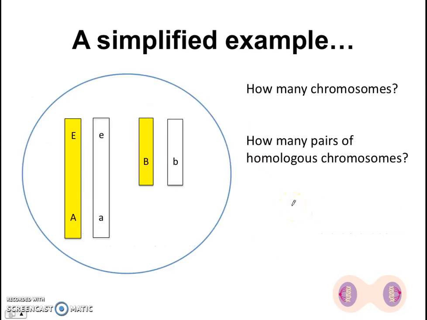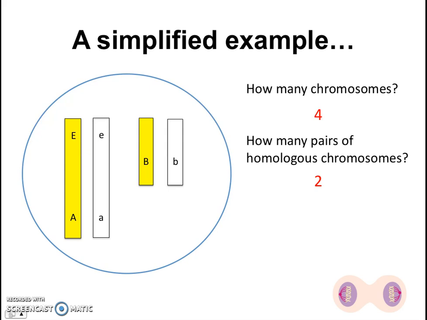So we're going to go into the details of meiosis soon, and we're going to be using this simplified cell to help us. So in this cell here, how many chromosomes are there and how many pairs of homologous chromosomes? Now hopefully you can see that there are 4 chromosomes and there are 2 pairs of homologous chromosomes. So it's 1, 2, 3, 4 chromosomes, 1 pair, 2 pairs.